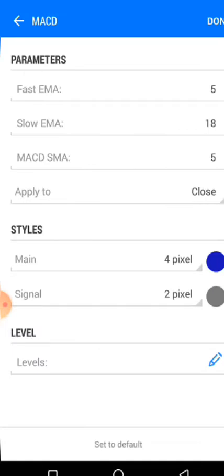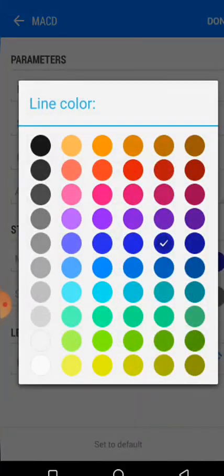Then the MACD settings. I'm showing you this because maybe you are new and just seeing the video now. The MACD settings are: fast EMA 5, slow EMA 18, MACD SMA 5, apply to close. Main should be 4 pixel. Then the signal should be 2 pixel. The main, which is 4 pixel, is the one that we need here.